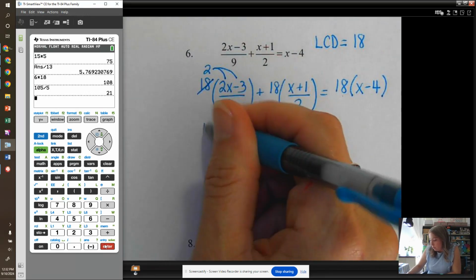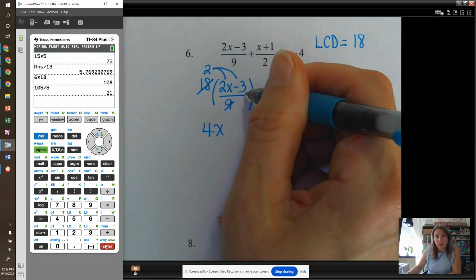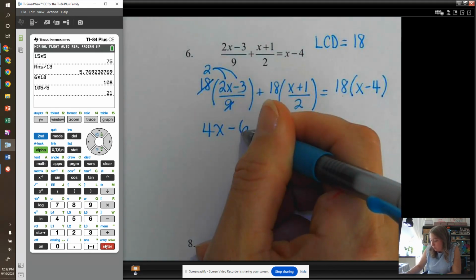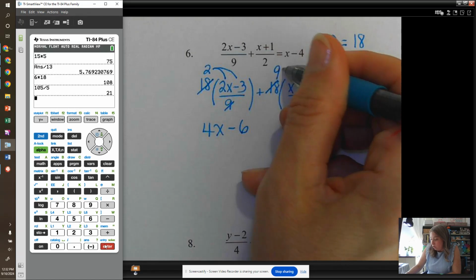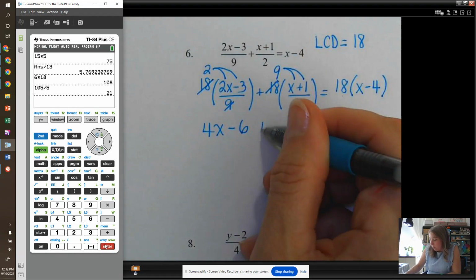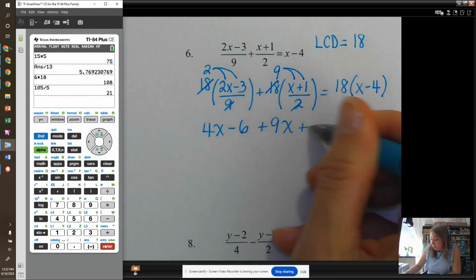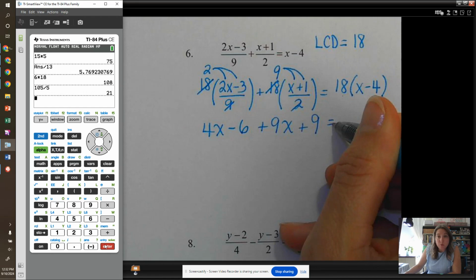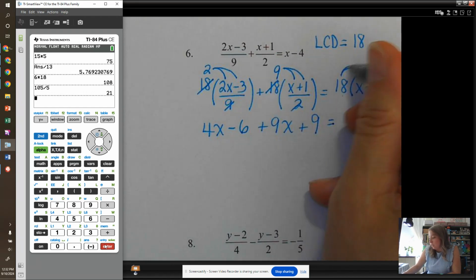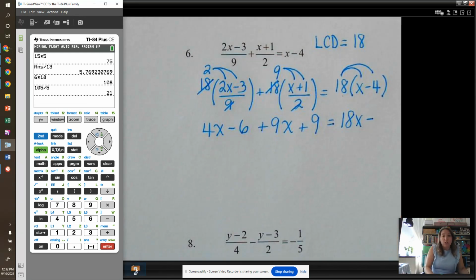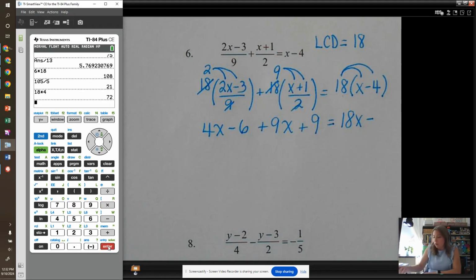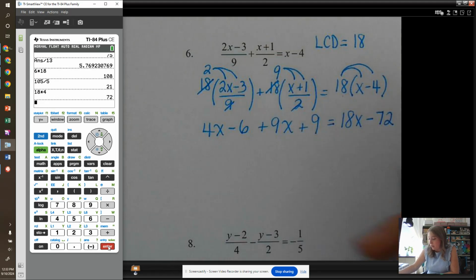2 times 2x, 4x. 2 times negative 3, negative 6. In the middle, 18 divided by 2 is 9, so 9 gets distributed. So we bring down a plus 9x, and we bring down a plus 9 before bringing down our equal sign, and this entire LCD gets distributed here because there is no denominator for this to cancel out with. So we've got 18 times 4 back here, giving us a negative 72 back there.